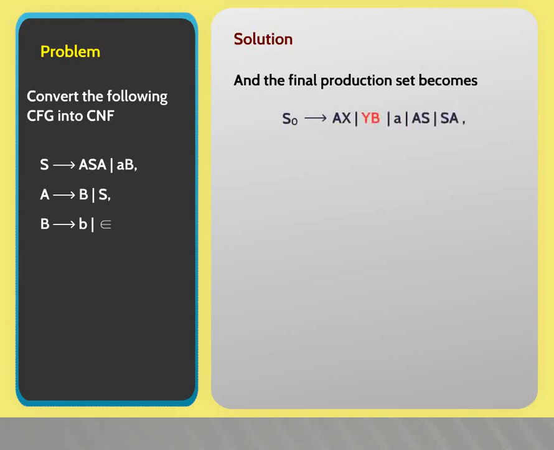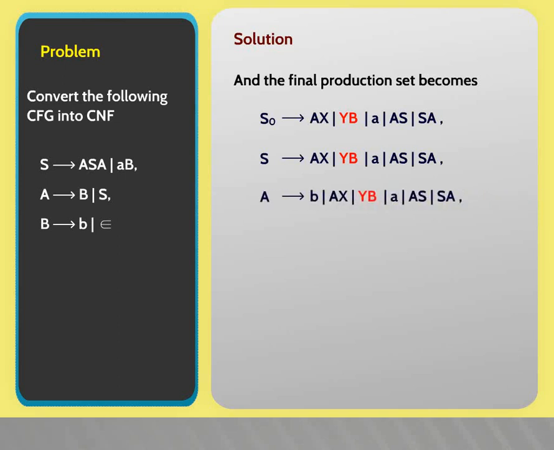And the final production set becomes S0 provides AX or YB or a or AS or SA. S provides AX or YB or a or AS or SA. A provides b or AX or YB or a or AS or SA. B provides b. X provides SA. Y provides a.